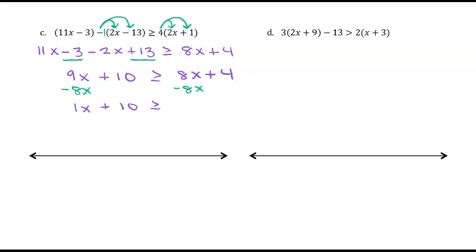On the right, I have a positive 8x and a negative 8x, which is 0, leaving me with just the constant 4. Now I can get my constant terms onto the other side by subtracting 10 from both sides. 1 times x is simply x, and 10 minus 10 is 0. So this leaves me with x is greater than or equal to 4 minus 10, which is negative 6. So now we've solved the inequality and have x is greater than or equal to negative 6.